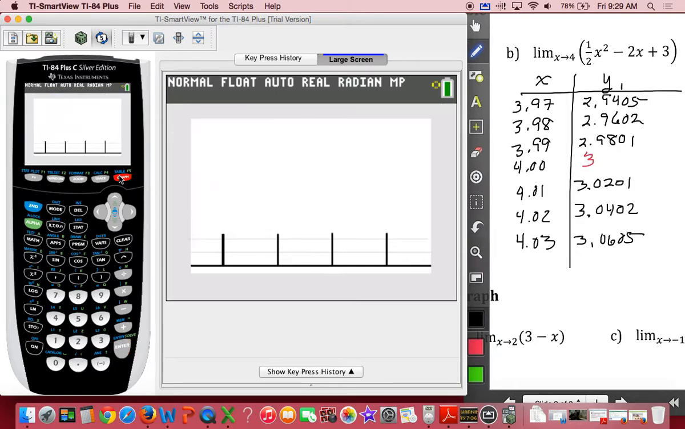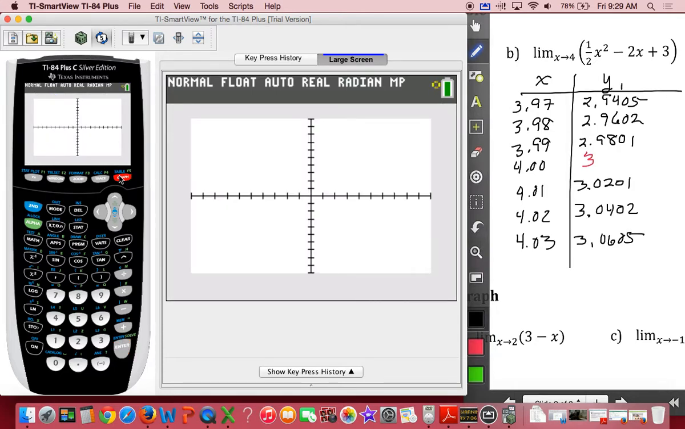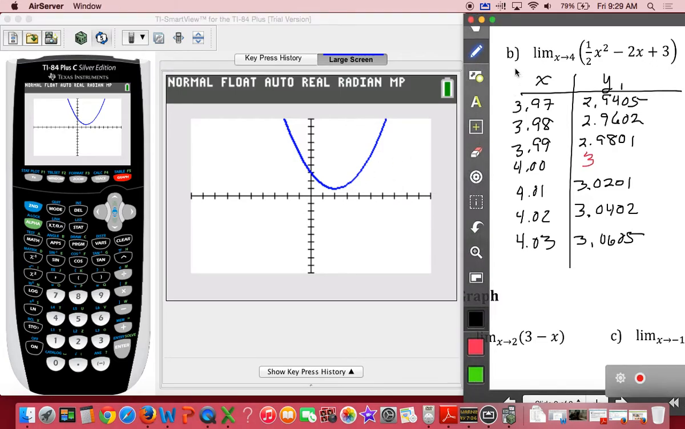So let's look at the graph. So we're approaching 4. And so here's 1, 2, 3, 4. And as I go up to the graph, what's the y value at 4? 3. This graph has no hole in it because there are no undefined values. So this graph is a parabola. And so that matches. So let's go ahead and write over here what our limit is.